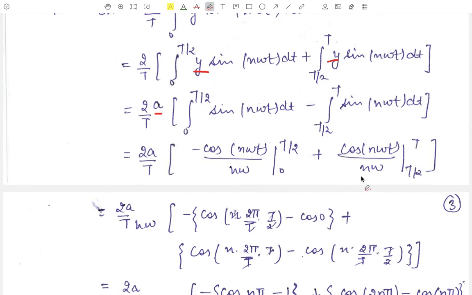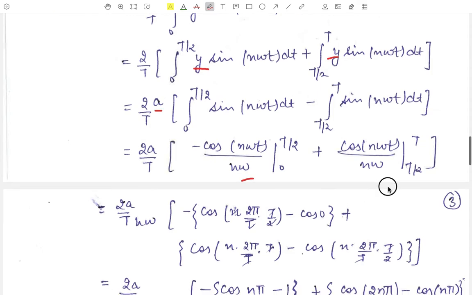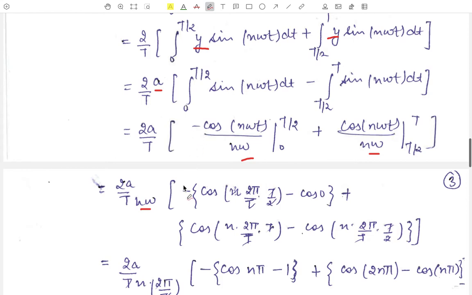Again, this 1 upon n omega can be taken outside the integration. This 1 upon n omega can be taken outside here, and we have minus, as it is the upper limits, cos of n into 2 pi by T into the upper limit T by 2, minus the lower limit cos of 0. The minus 1 here, a minus will come from the integration of sine, therefore 2 minuses will become a plus, therefore here we have a positive sign, and here the upper limit cos of n into 2 pi by T into the upper limit T, minus the lower limit T by 2.